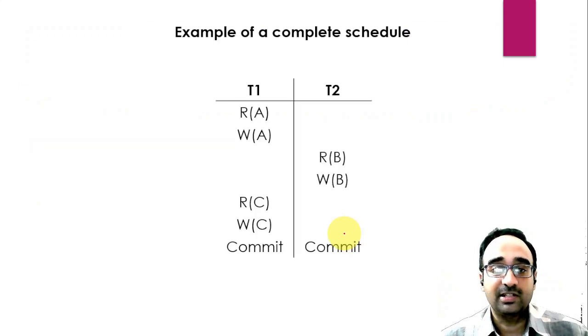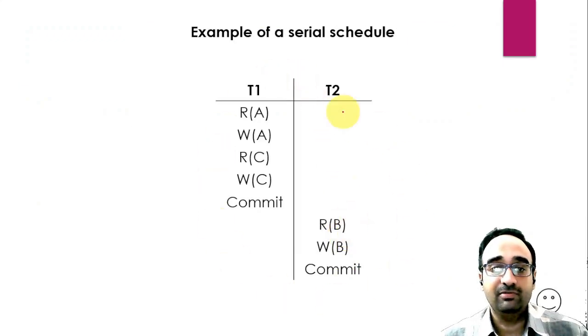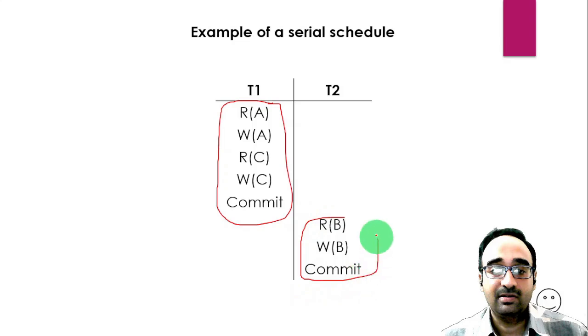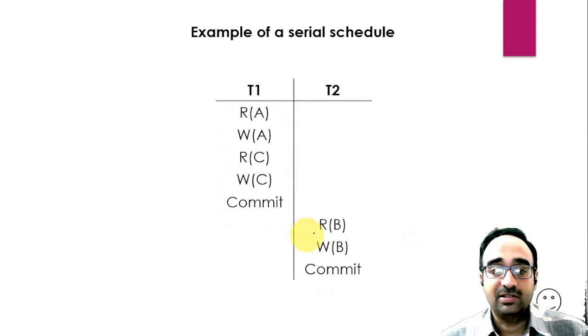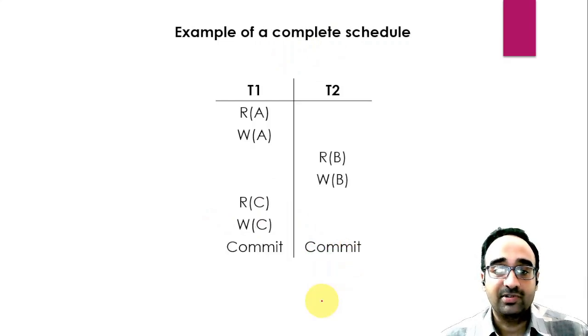Let's see an example of a serial schedule. This is an example of a serial schedule. If you see here, T1 is performed first, then T2 is performed next. This is a serial schedule. Also, this is an example of a complete serial schedule because each transaction ends with commit. Whereas this one is not a serial schedule because transaction T1 is performing, then transaction T2 is performing, then again transaction T1, like that.